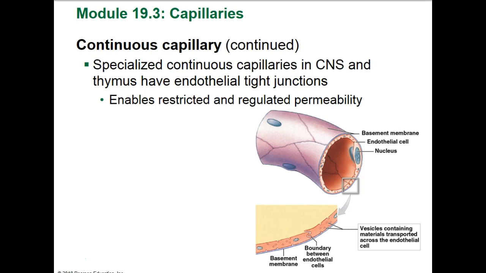It has specialized continuous capillaries in the central nervous system and the thymus that do have specific endothelial tight junctions. And by having tight junctions, it basically regulates certain things going in and out, so we have regulated permeability. So again, these specialized continuous capillaries are in the central nervous system and the thymus. You've heard of the blood-brain barrier before?